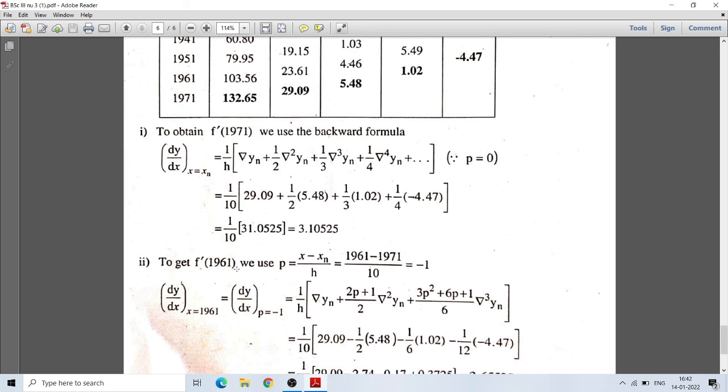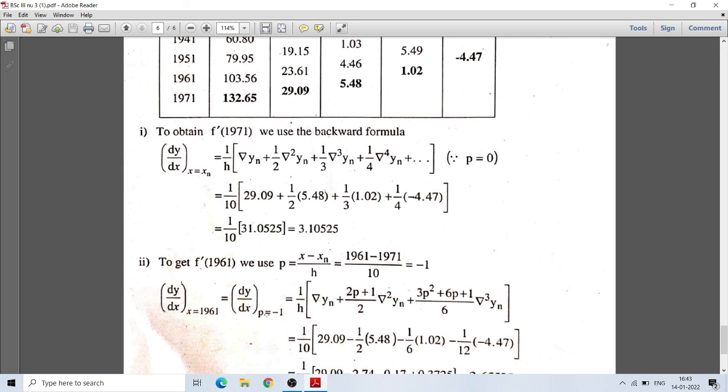Then to get f′(1961), p = (x − xn)/h, which is (1961 − 1971)/10, that is −1. When finding f′(1961), the p value is −1. So dy/dx at x = 1961 uses p = −1. This is the formula. So 1/10, then ∇y value is 29.05. Here p = −1, so 2p + 1 gives −2 + 1 = −1, that is −1/2.